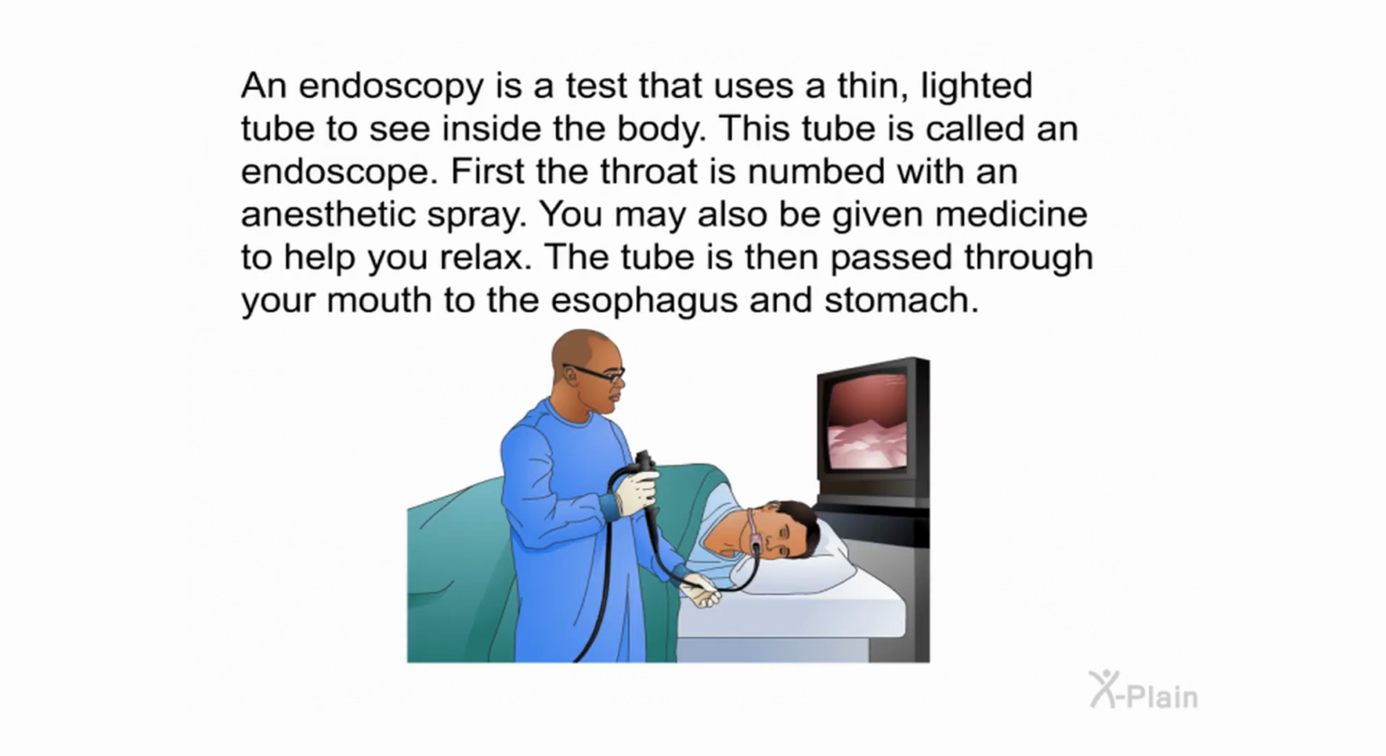An endoscopy is a test that uses a thin, lighted tube to see inside the body. This tube is called an endoscope. First, the throat is numbed with an anesthetic spray. You may also be given medicine to help you relax. The tube is then passed through your mouth to the esophagus and stomach.